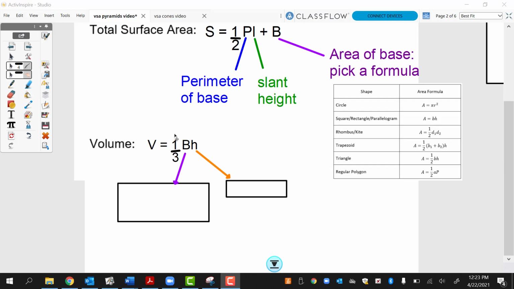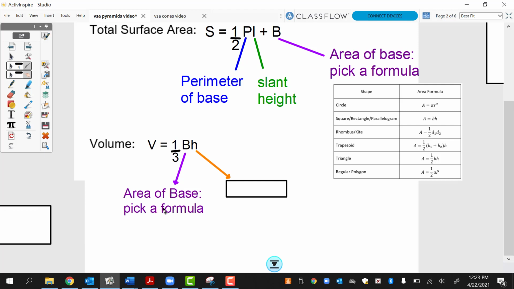So for volume, here's our formula, 1/3 big B times H. This is the same formula we use for cones, where big B is the area of the base, but for cones it was always a circle, so we always used pi r squared. For pyramids, you need to pick a formula. If it's a square, we pick B times H. If it's a triangle, 1/2 B times H. If it's a polygon, 1/2 AP, okay? And then H is just the height of the pyramid, the one that goes through the middle.